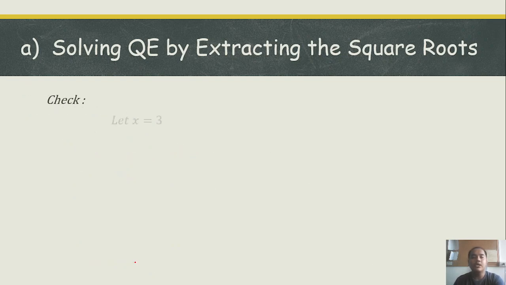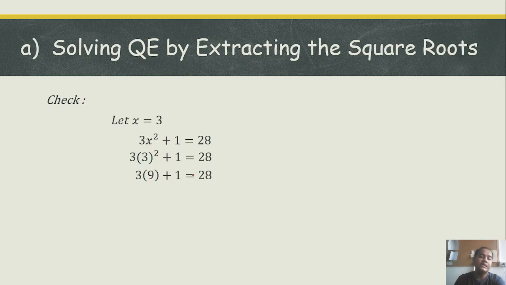So let's perform the checking. Copy the root number 1, let x be equal to 3. Copy the original equation, which is 3x squared plus 1 is equal to 28. Substitute the value of x, which is 3, to the equation. So, ang kalabasan is 3 times 3 squared plus 1 is equal to 28. 3 squared is equal to 9. So, 3 times 9 plus 1 is equal to 28.